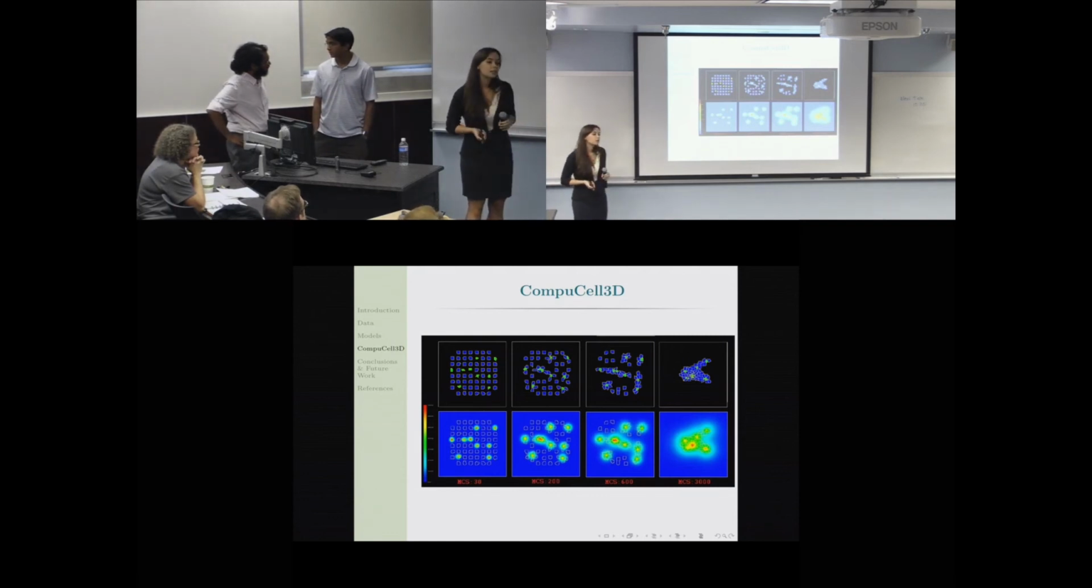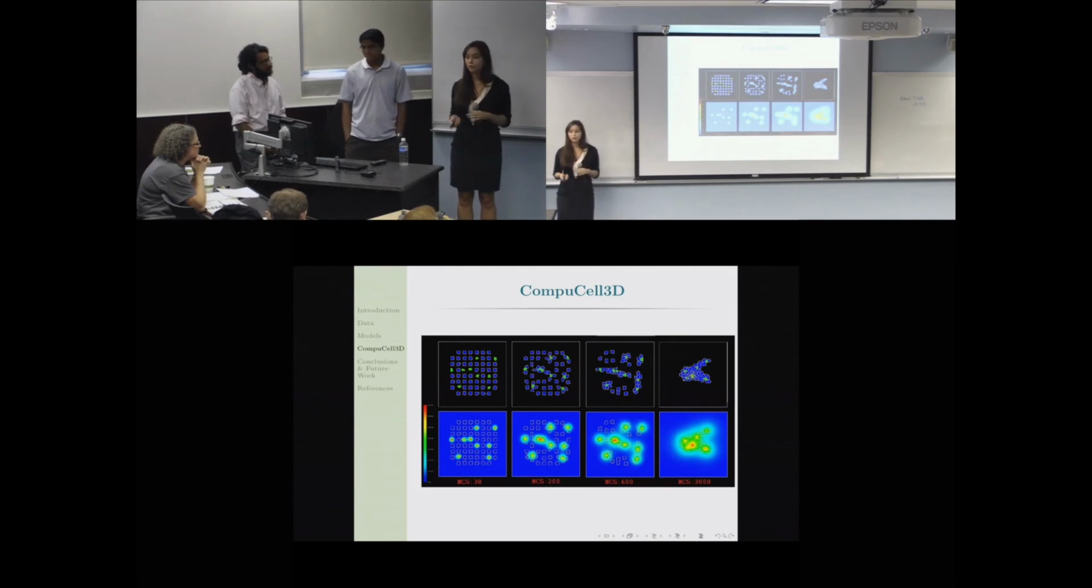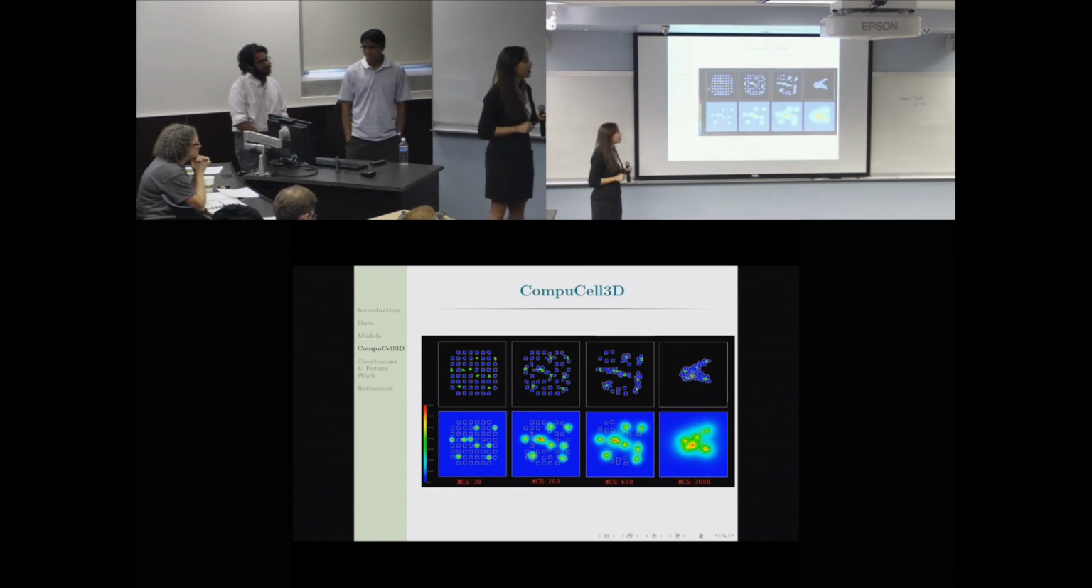So what we wanted to do is use a program called CompuCell 3D to model this aggregation of cells and to see what kind of conditions would have to be present in order for granuloma formation to arise from the simulation. So what we did here is we constructed an aggregate of cells with the green cells being infected and the blue cells being healthy macrophages.